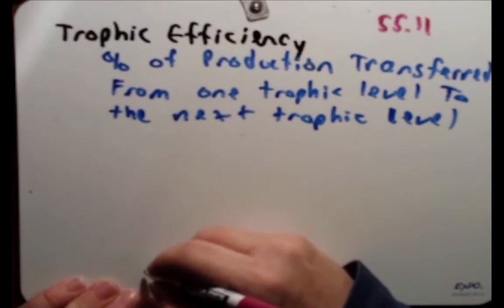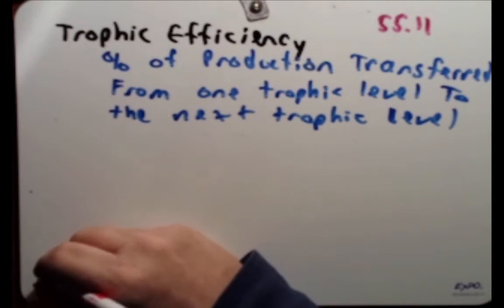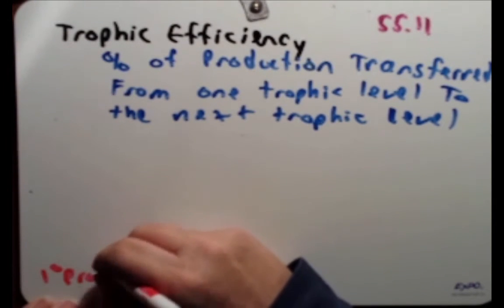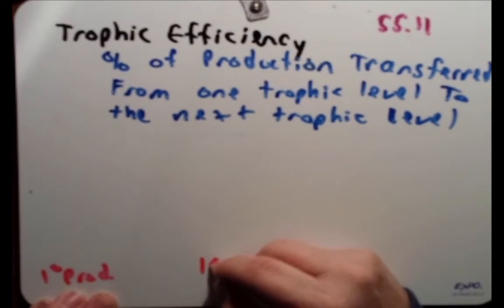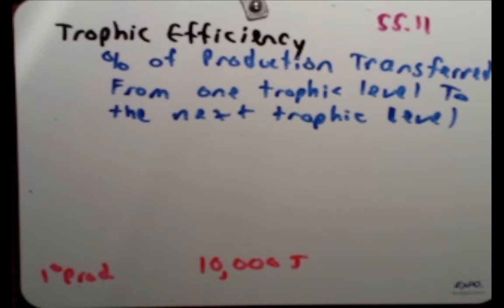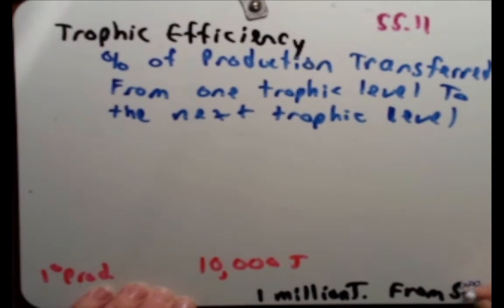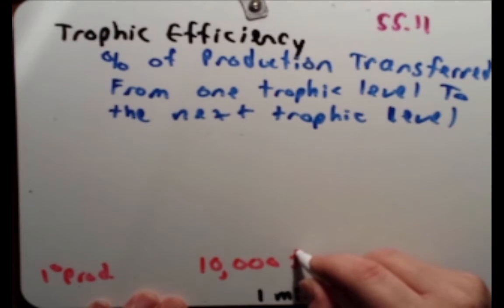Let's begin at our primary producers level. Primary producers obtain about 10,000 joules. And what's amazing is that what's available to them is about 1 million joules from the sun. But they only get about 10,000 joules from that. Joules, I should have defined this earlier, is just a unit of energy.